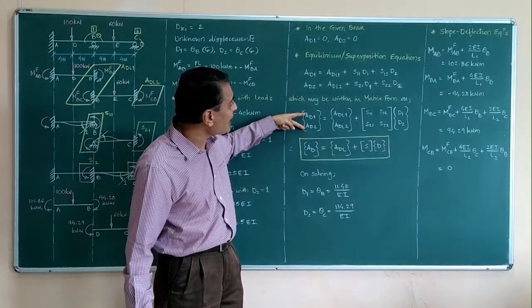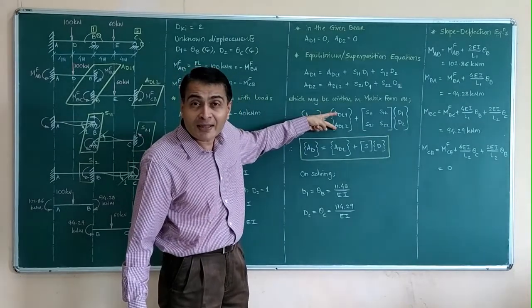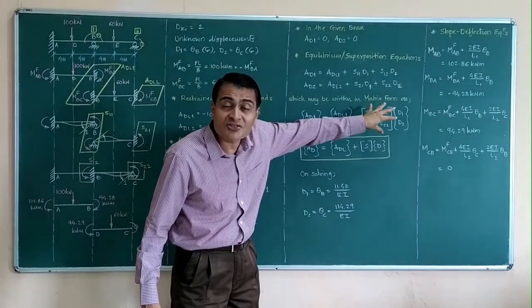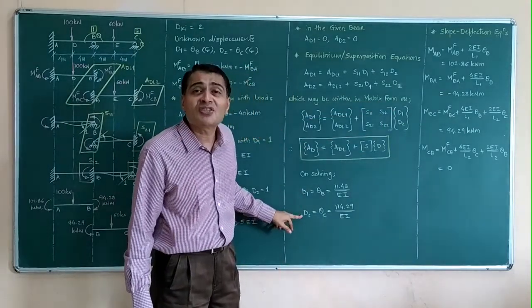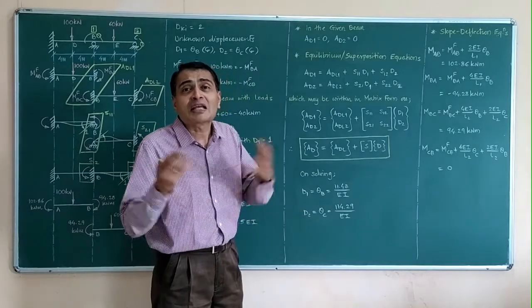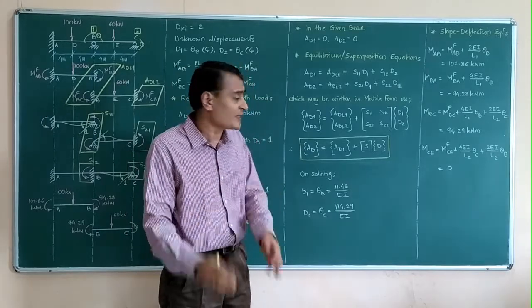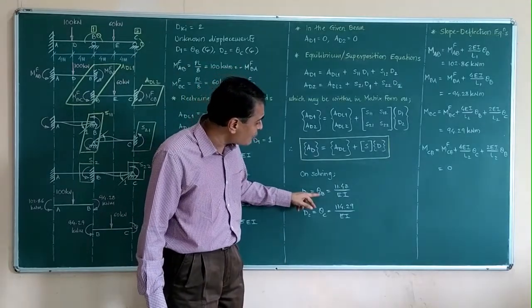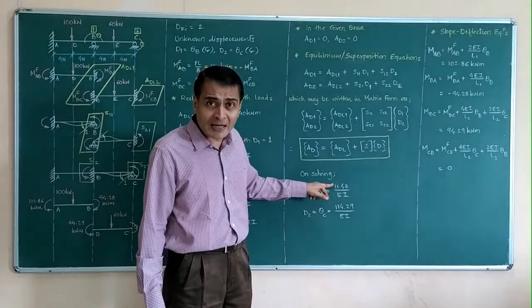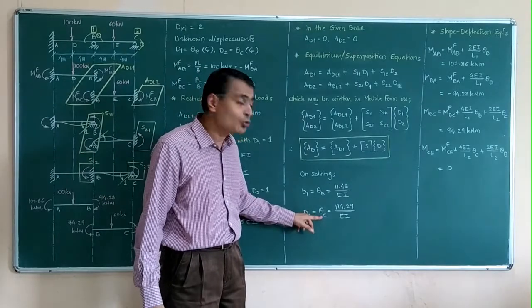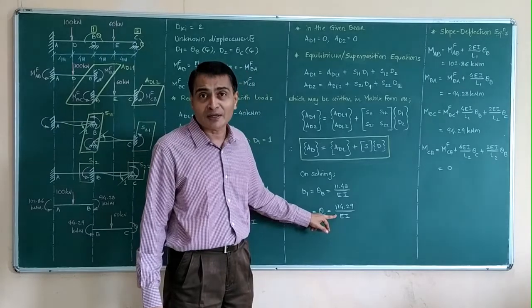You substitute for AD1 and AD2. You substitute for ADL1 and ADL2. You substitute for stiffnesses and solve the equations. You will get nearly these answers. Nearly means taking into consideration approximation error, rounding off error, things like that. I am getting D1 is equal to theta B is equal to 11.43 upon EI, and D2 is equal to theta C is equal to 114.29 upon EI.